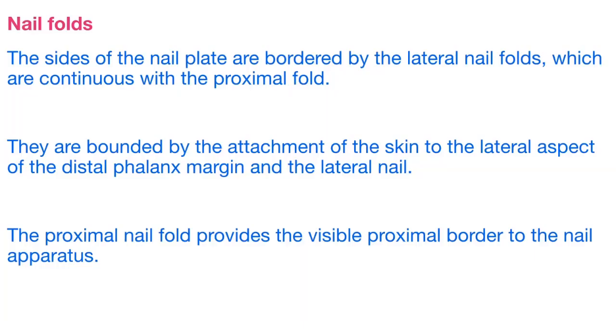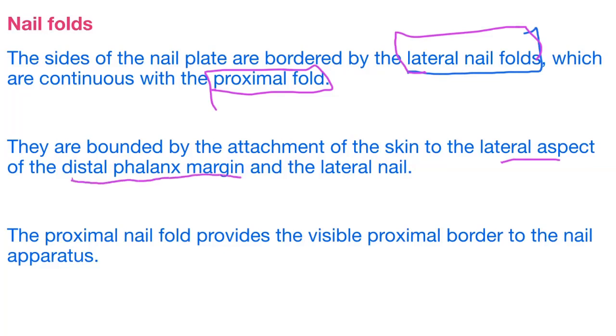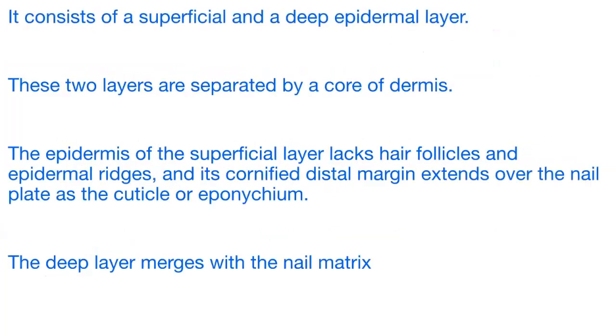Nail folds: the sides of the nail plate are bordered by the lateral nail folds, which are continuous with the proximal fold. They are bounded by the attachment of the skin to the lateral aspect of the distal phalanx margin and the lateral nail. The proximal nail fold provides the visible proximal border of the nail apparatus, right? It consists of a superficial and deep epidermal layer. These two layers are separated by a core of dermis.